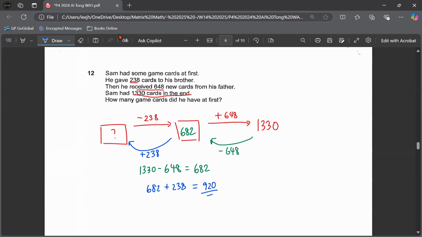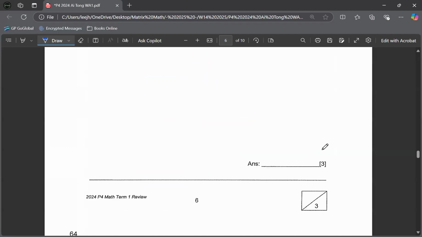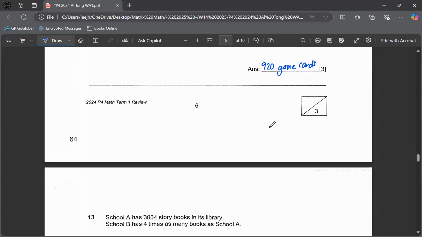920 game cards. So I will want you to write down your final answer here. It's a little bit way down. So your final answer always finalize. How many at first? 920 game cards. Okay, 3 marks. So just be very careful with your work. Then the marks will be given to you.